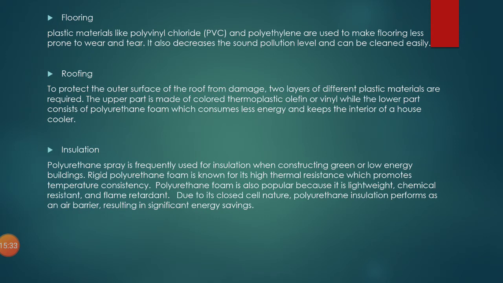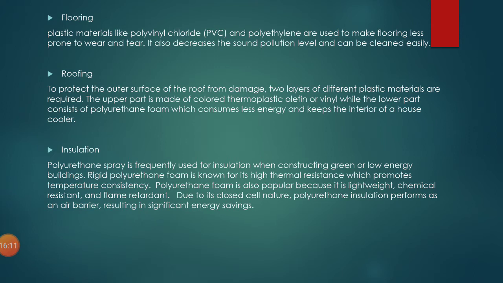Insulation. Polyurethane spray is frequently used for insulation. When constructing green or low energy buildings, rigid polyurethane foam is known for its high thermal resistance, which promotes temperature consistency. As mentioned earlier, it gives good insulation properties, keeping the inside of your building very cool while the outside stays warm. Polyurethane foam is also popular because of its light weight, so it's easily accessible and transportable.